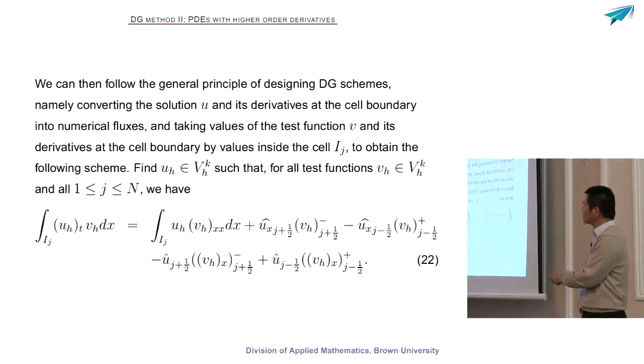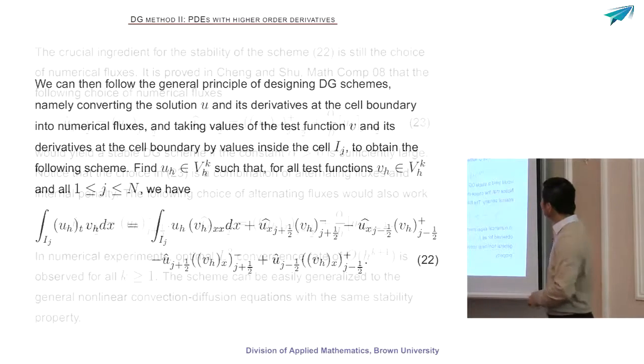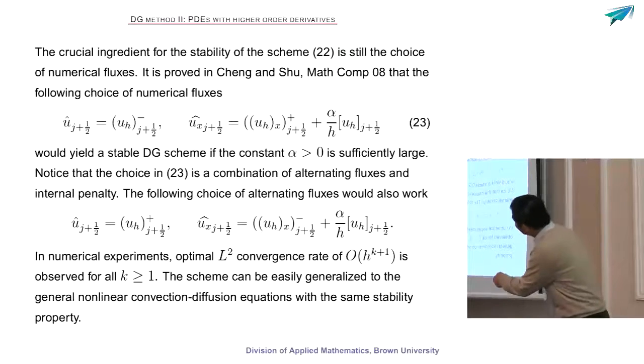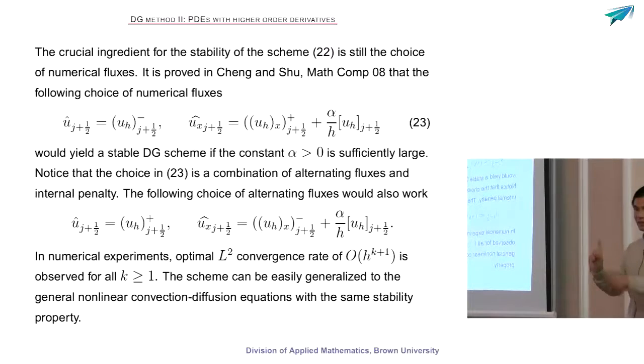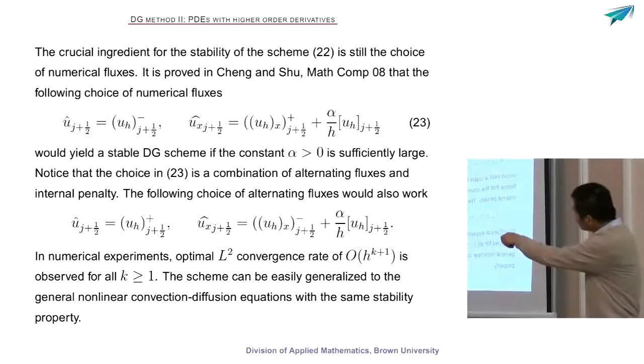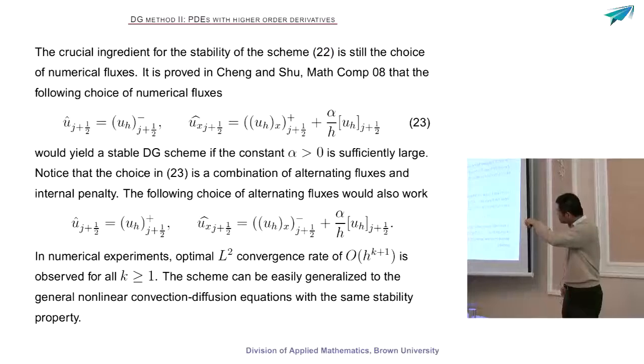Here now I have two numerical fluxes. I have UX hat and I have U hat, because I have done integration by parts twice. So I have four boundary terms, two numerical fluxes. And if you choose the numerical fluxes this way, unfortunately, for all even order, including second order PDEs, diffusive PDEs, ultra weak formulation also requires this term. So if you just do plus minus, it's unstable. So you need to add this term, which again looks very much like the symmetric internal penalty method.